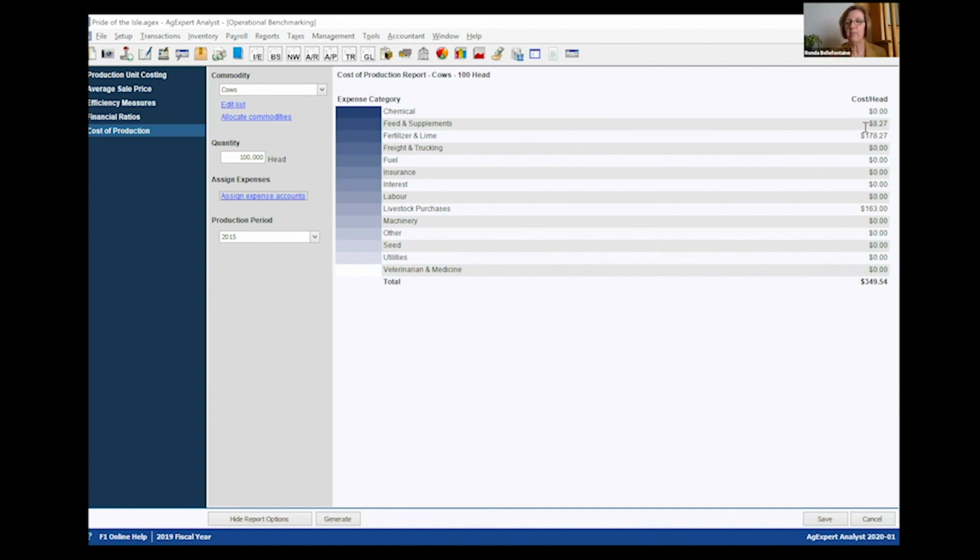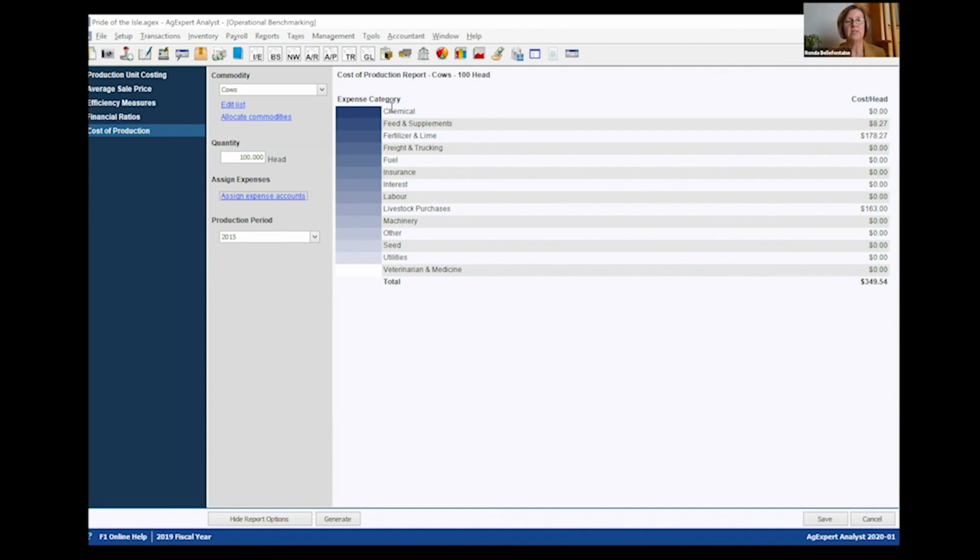But just based on the little bit of mapping that I did in that last step, my feed and supplements are $8.27 per cow. My fertilizer and lime is $178.27 per cow. My livestock purchases are $163 per cow. So if these were your cropping costs, then you could work this out, your cost of production on a per crop basis.